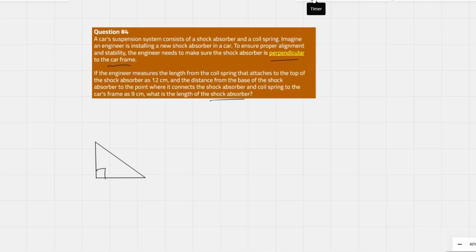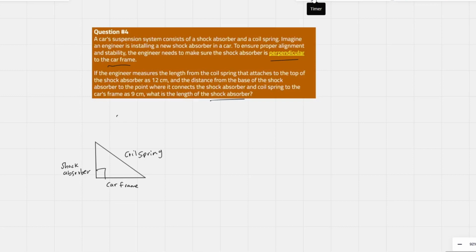So I'm going to state this as my car frame. And this could be my shock absorber. Okay. And then there's also the coil spring, right? So the hypotenuse can be my coil spring. So let's just write that down. Coil spring. Alright, so now let's put the measurements in as well.